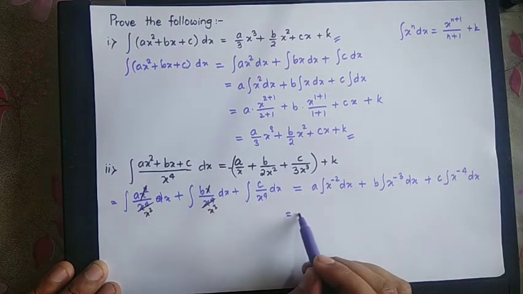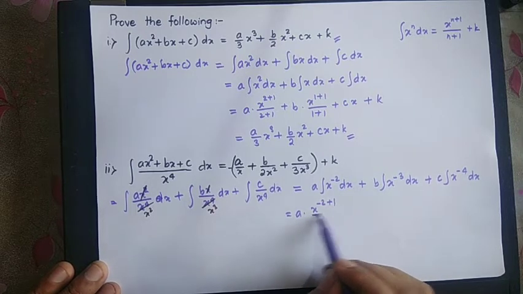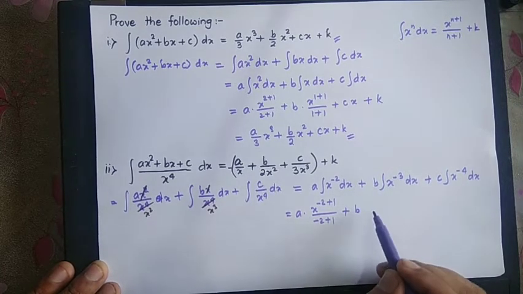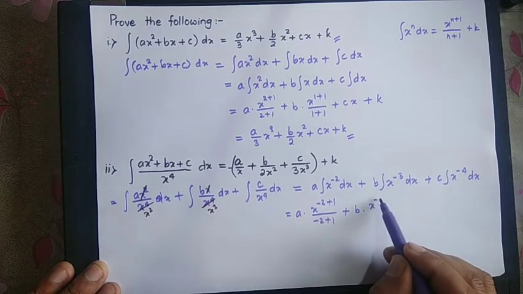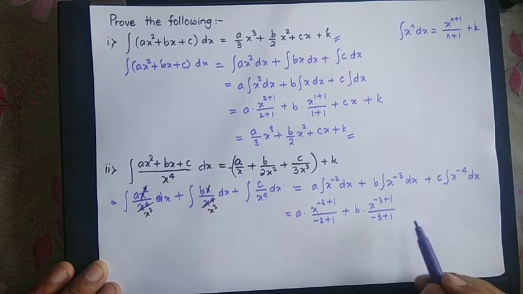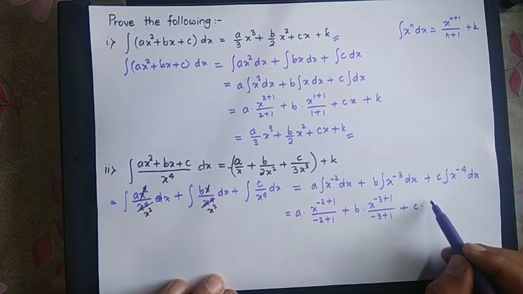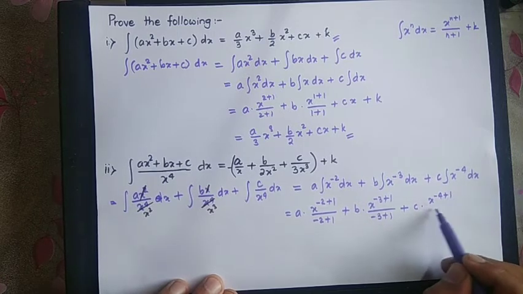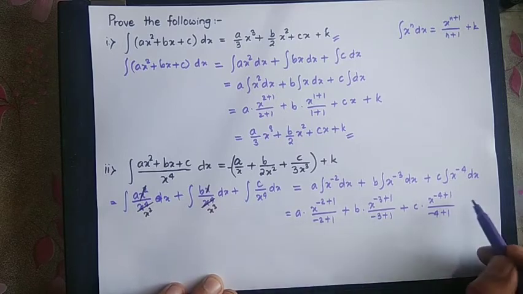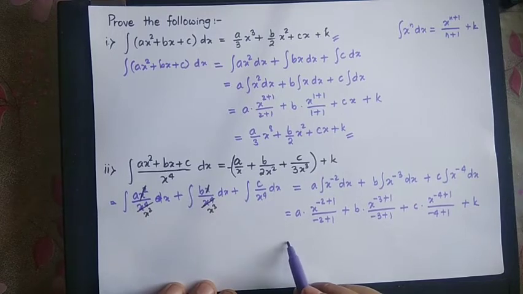So we have a into x to the power n plus 1 by n plus 1, plus b into x to the power n plus 1 by n plus 1, plus c into x to the power n plus 1 by n plus 1. Now since we have finished our integration part, we put a constant of integration here. Let us simplify this further.